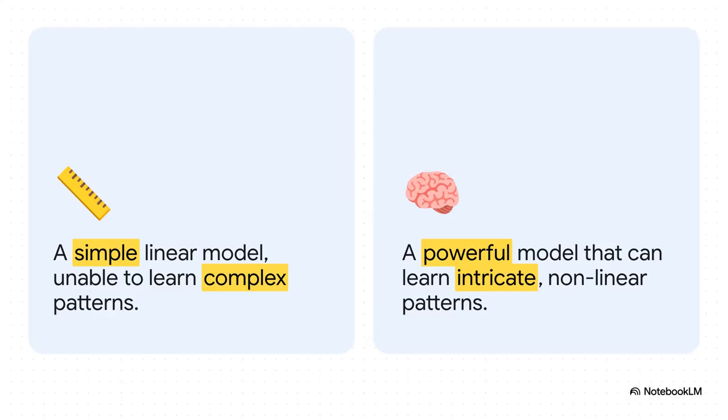So let's just put this side by side, because the difference is night and day. Without activations, your network is just a glorified linear model. It's fundamentally limited. It can't grasp the messy, complicated patterns that define the real world. But once you add them in, it transforms into this incredibly powerful tool that can model all sorts of intricate, non-linear relationships. That, right there, is the whole game.